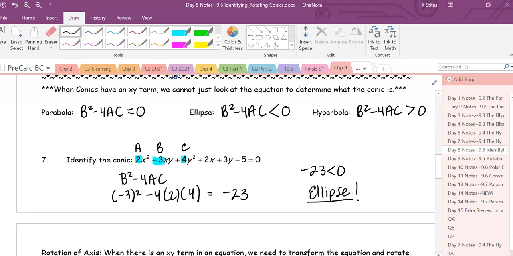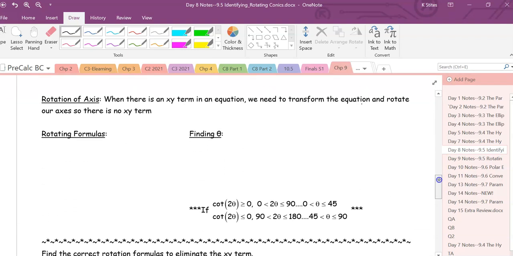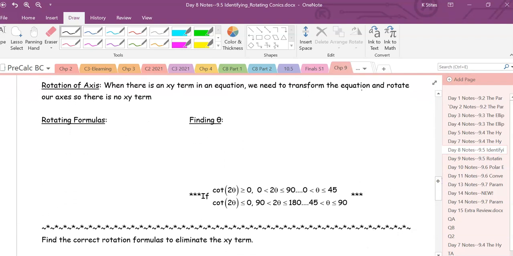All right, and that's how you identify a rotated conic. So now, if you flip the page, we are going to talk about the rotation of axes. This is really an introduction to what we're going to be doing tomorrow. This is like the prequel to it.